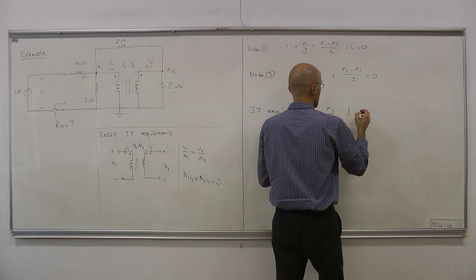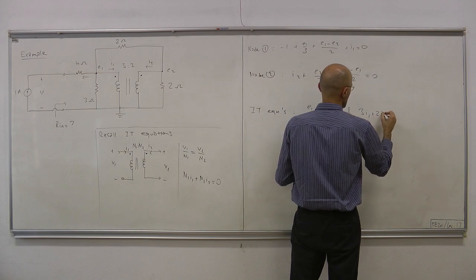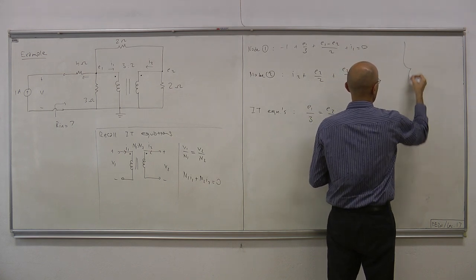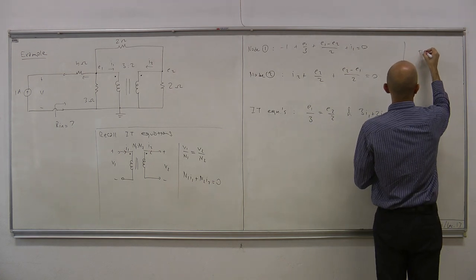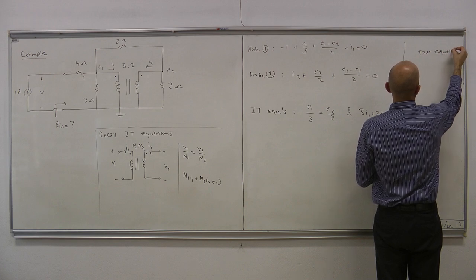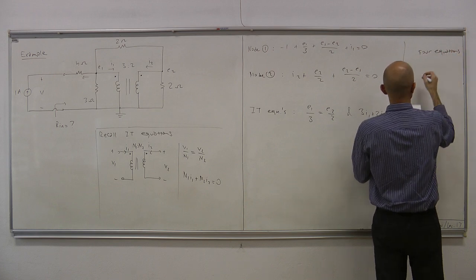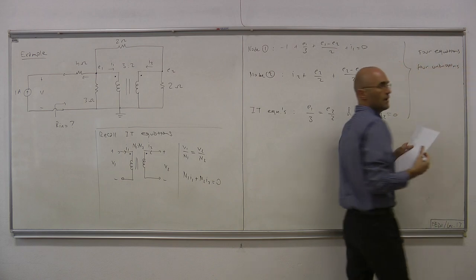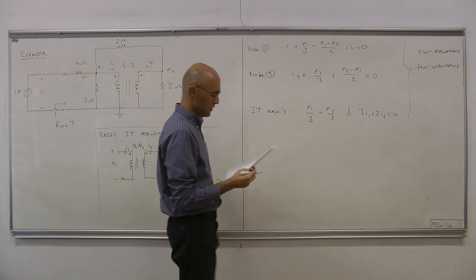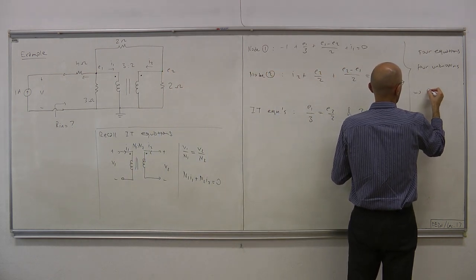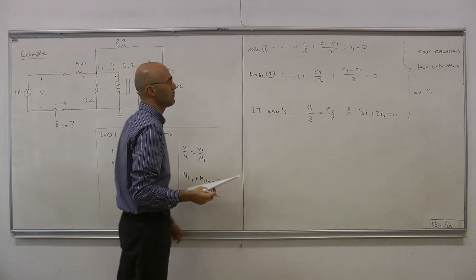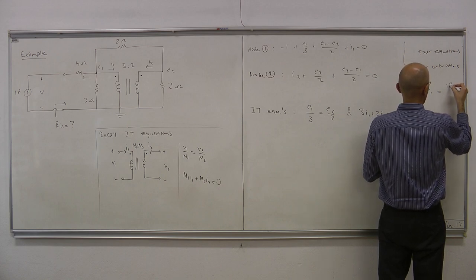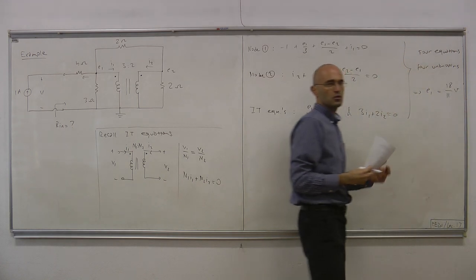Okay, and 3 I1 plus 2 I2, because N1 is 3 and N2 is 2, must equal 0. Okay, so we have four equations, and we have four unknowns. That means we should be able to obtain the answer. And if you work out the details, or use computer help, let's say, E1 turns out to be 18 over 11 volts. Okay.